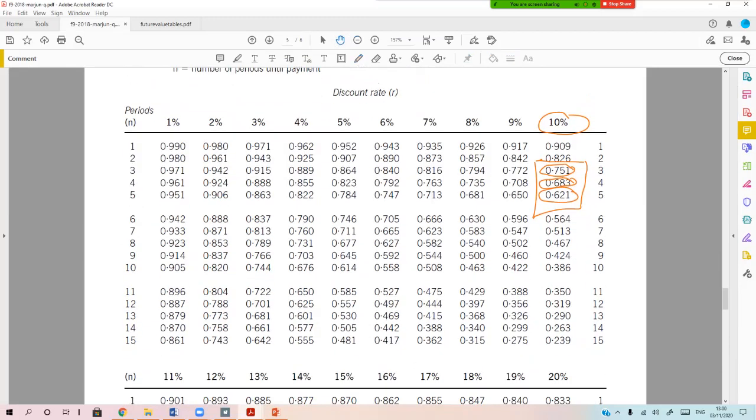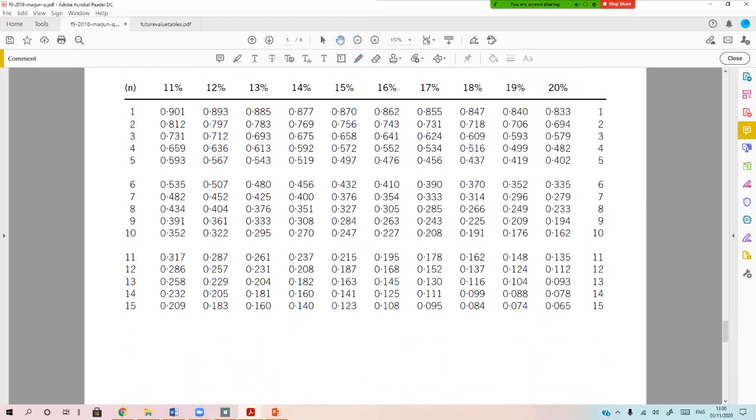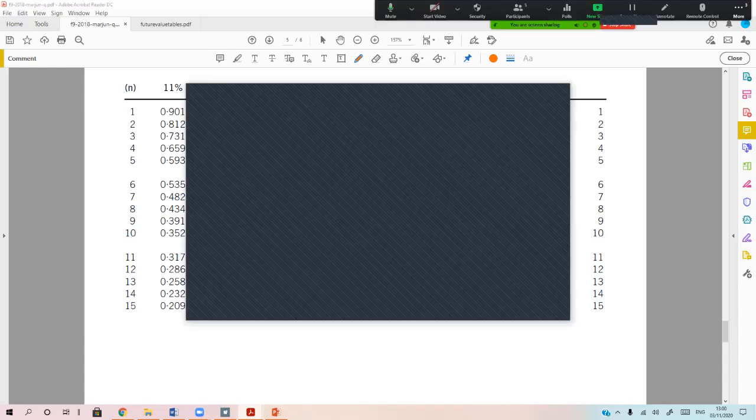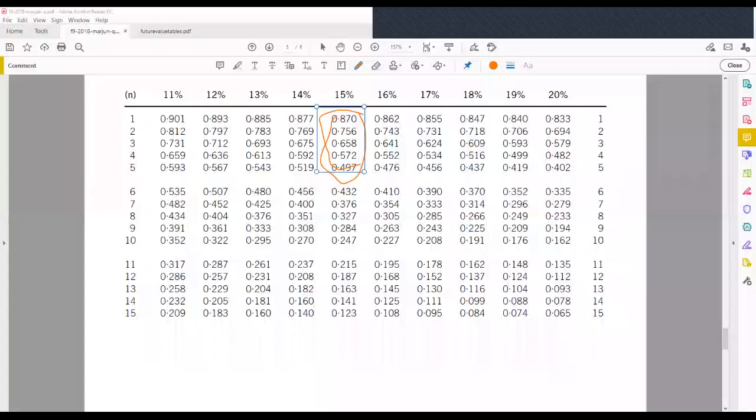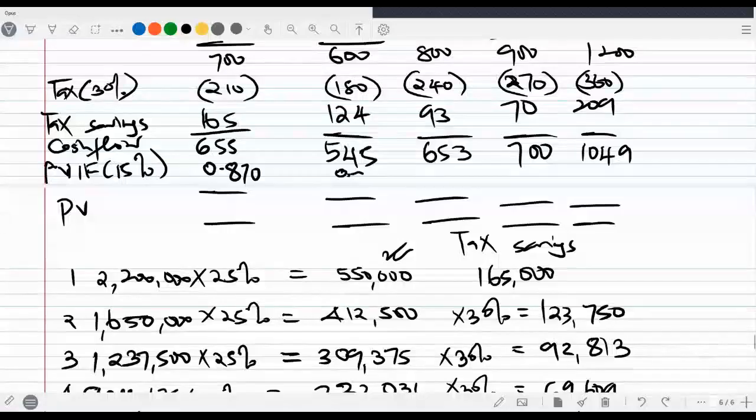We discount at 15%. Here it is. For year 1 to year 5, these are the factors. I think you have the tables with you. So year 1 is 0.870, so year 1 cash flow times 0.870. Year 2 is 0.756, and so on until the last year. We apply the cash flow times the factor, and we get the present value.